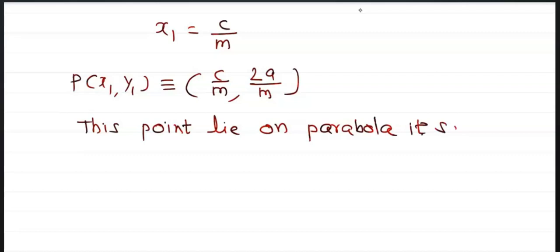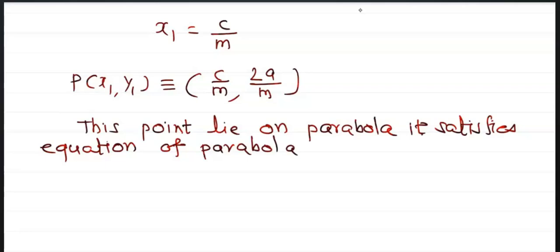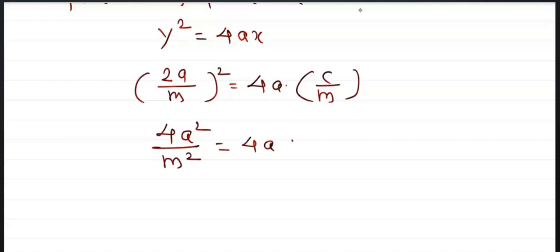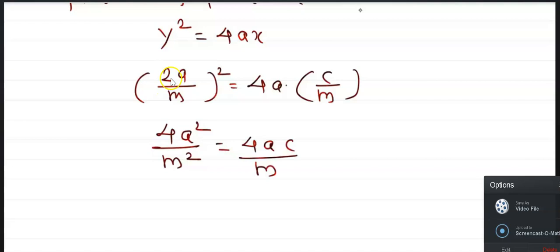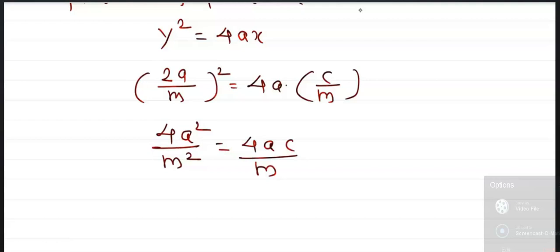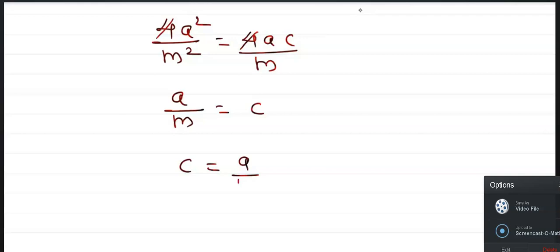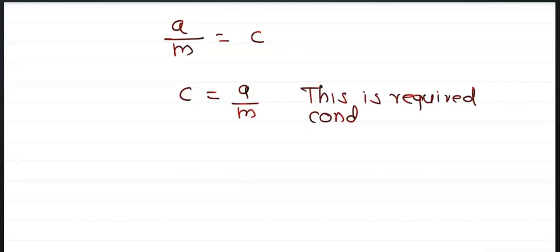The point lies on the parabola. It satisfies the equation y square is equal to 4ax. That point satisfies, since it lies on that. We substitute its coordinates: 2a upon m bracket square is equal to 4a into c upon m. So a upon m is equal to c. This is the required condition. That means if a line is tangent to the parabola, the line must satisfy this: c is equal to a upon m. What is a? A we take from the equation of the parabola, m is the slope of the line and c is the y-intercept. Therefore, c is equal to a upon m. This is the required condition of the tangency.